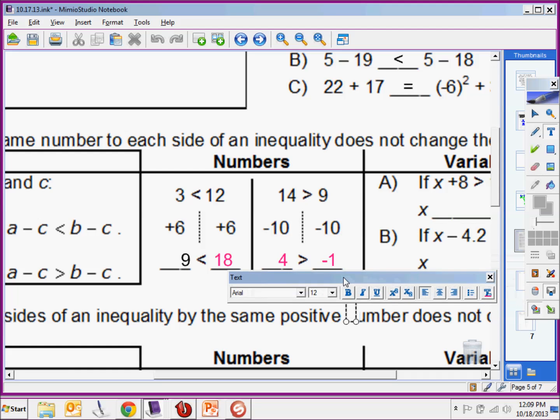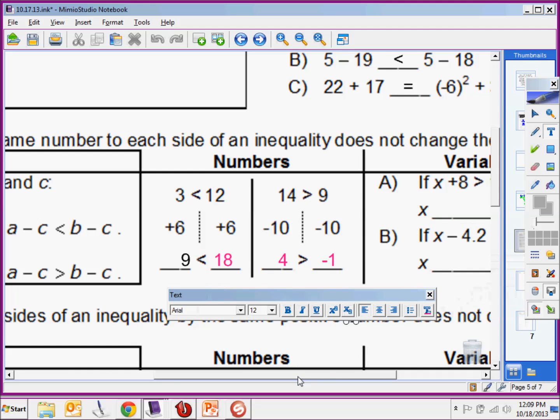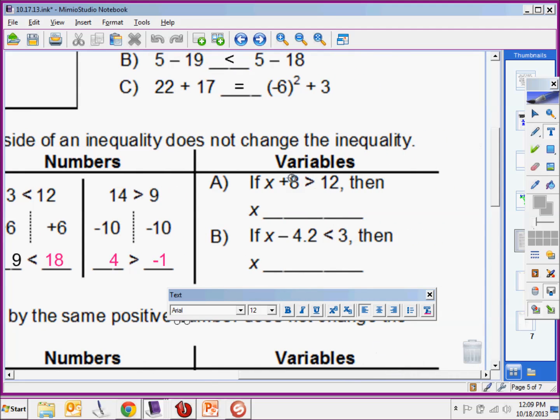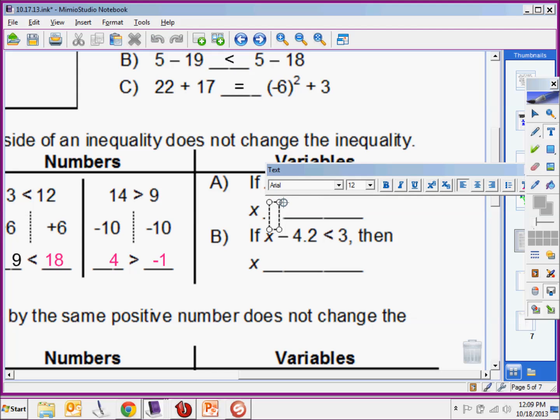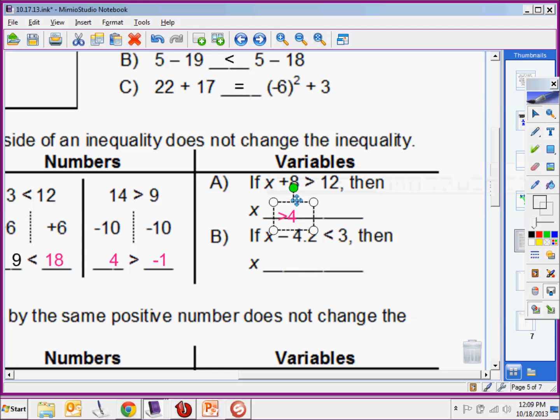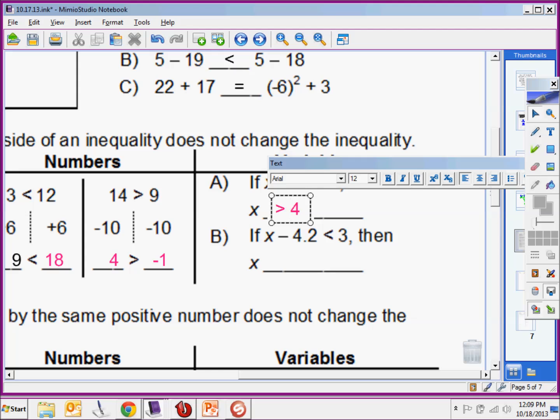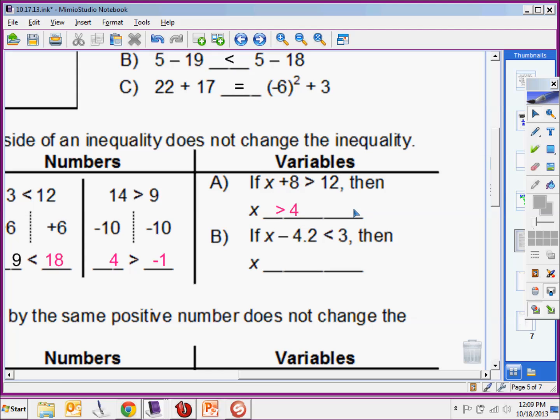Yes, ma'am. Okay. So now when we talk about it as variables, this is saying, how can I maintain this truth? What would X have to be to keep this as a true statement? Greater than 4. Why would X have to be greater than 4? Because if you do 4 plus 8, that's 12. It has to be greater than 4, so it can be bigger than 12.